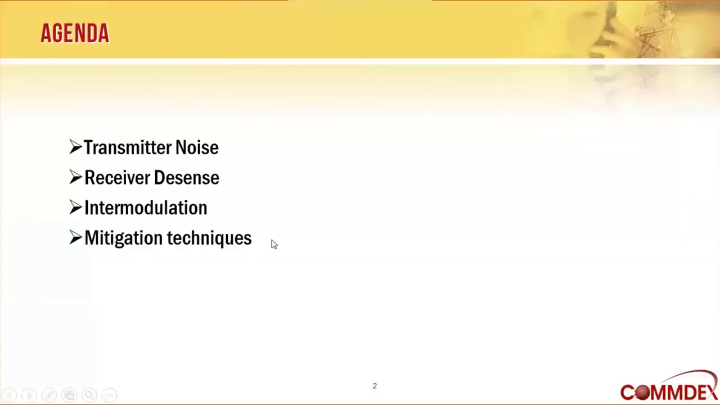We're going to talk about 3 different types of interference: transmitter noise, receiver desense, intermodulation, and then we're going to discuss some possible techniques that can be done by the system owner to try to fix interference if it occurs. Nothing's 100%. Everything helps.